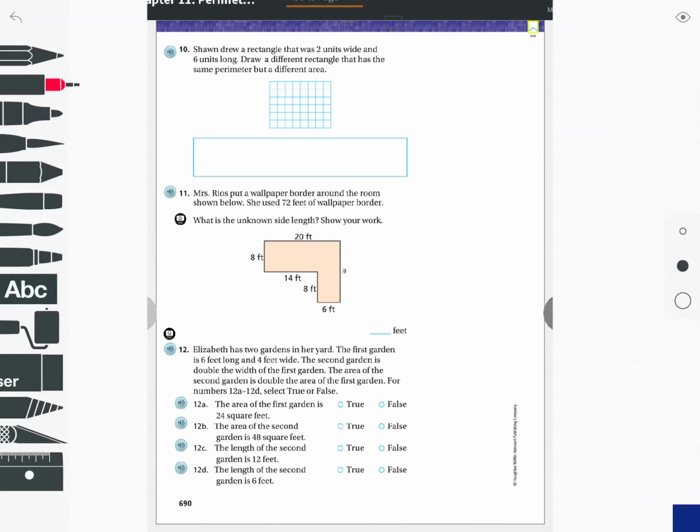Sean drew a rectangle that was 2 units wide and 6 units long. Draw a different rectangle that has the same perimeter but different area. Well, if he drew a rectangle, this is Sean's, I'm going to draw it on the side here, that was 2 units wide, right? And 6 units long. Here is my rectangle.